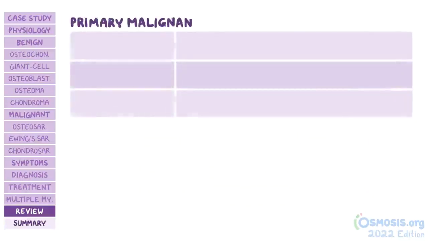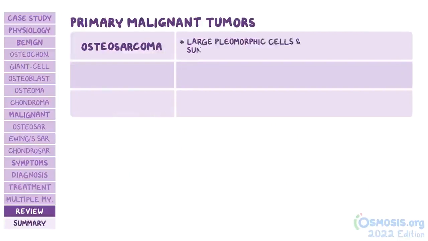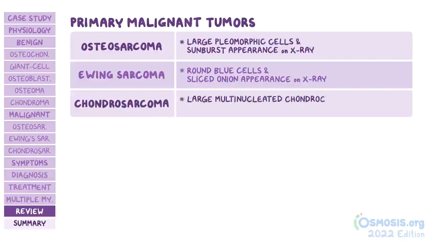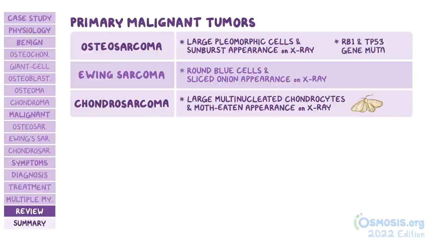The primary malignant tumors include osteosarcoma, which is made of large pleomorphic cells and has a sunburst appearance on X-ray, Ewing sarcoma that has round blue cells and a sliced onion appearance on X-ray, and chondrosarcoma, which has large multinucleated chondrocytes and a moth-eaten appearance on X-ray. Among the more important mutations, osteosarcoma is linked to RB1 and TP53 gene mutations, while Ewing sarcoma is thought to arise when there's an EWSR1 and FLI1 gene mutation.